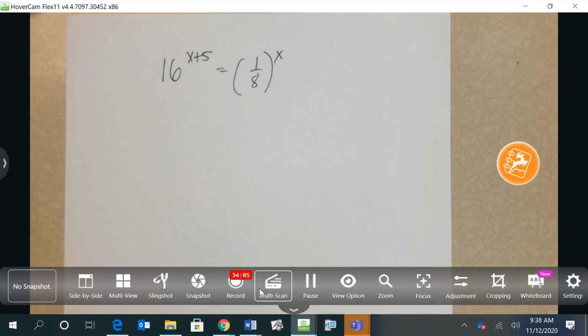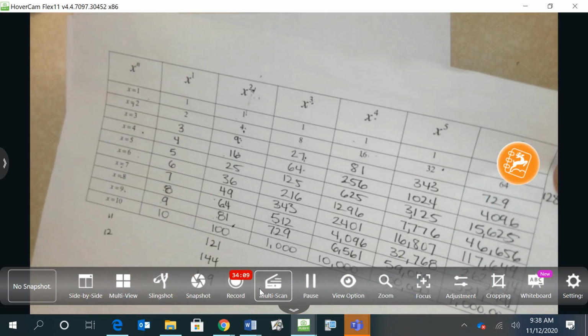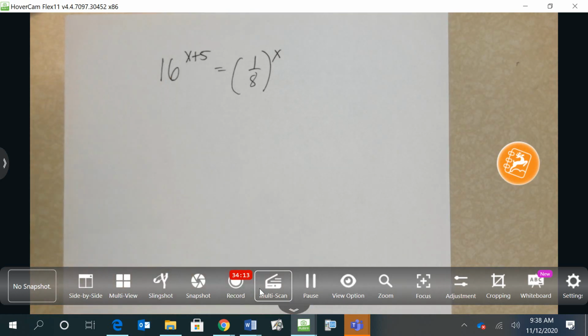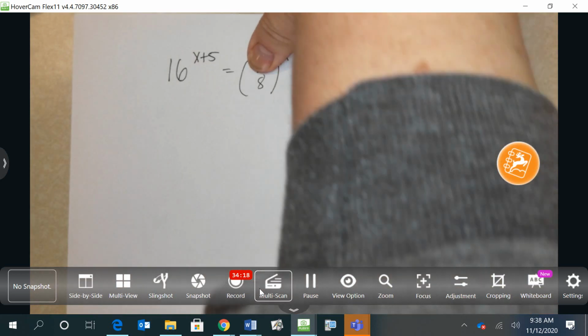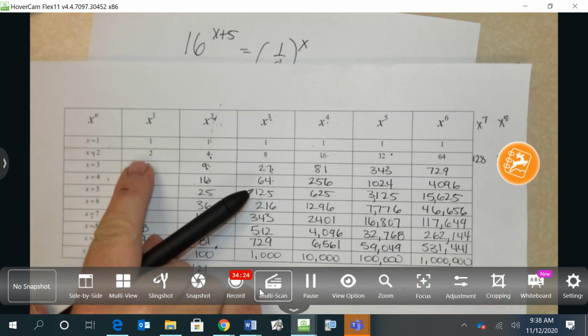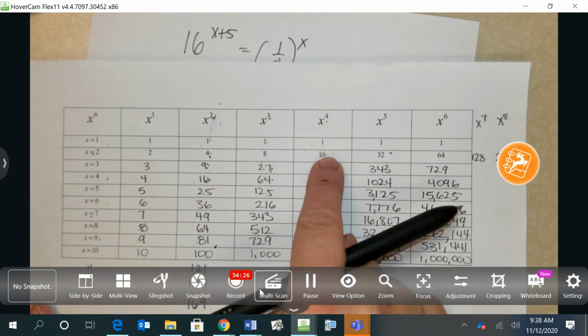Okay, this problem. Now I'm looking again at this chart, and I'm looking for which row has both a 16 and an 8. And you may be thinking, Miss Bradley, it's not an 8, it's 1 over 8. When you have 1 over a number, forget about that. We're going to come back to that at the end. So I'm looking for just a 16 and an 8. A 16 and an 8 have to both be in the same line. Oh, there's a 16 and an 8.